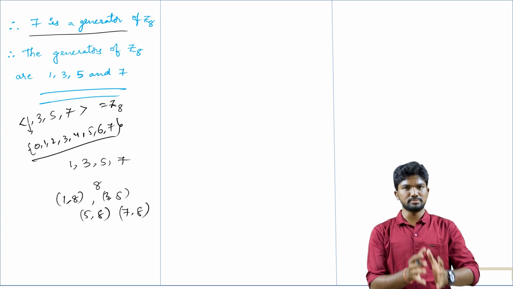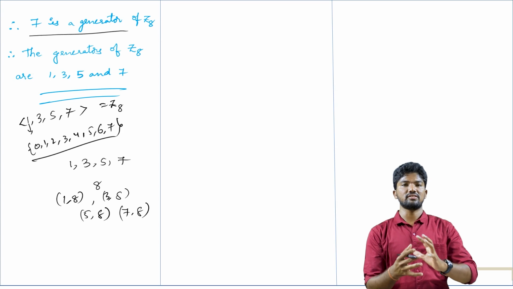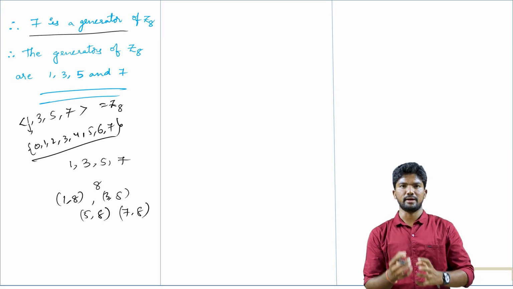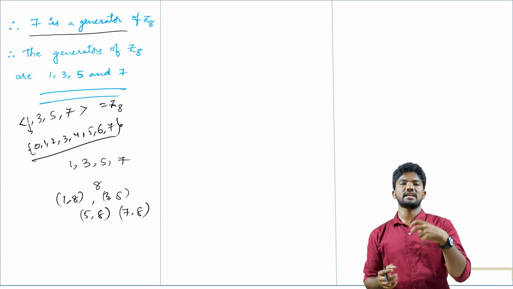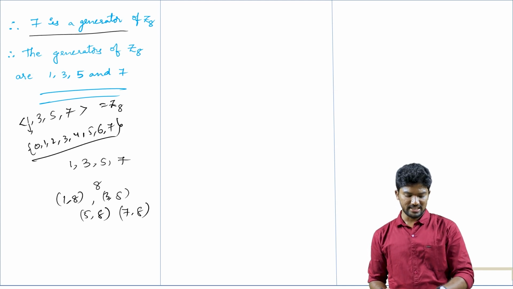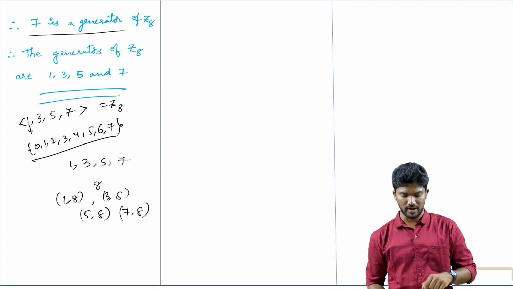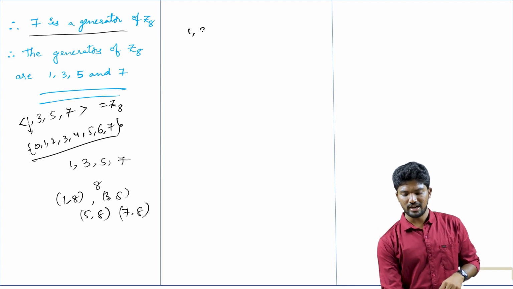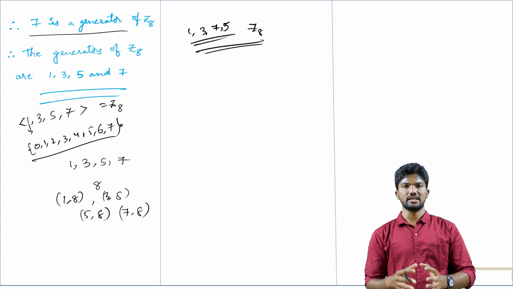That means with this problem, we can conclude that if any problem asks to find the generators of a particular group, the first thing you have to do is find which numbers are relatively prime to the given modulo. Out of 8 numbers, 1, 3, 5, 7 are the only numbers which make GCD equal to 1. So therefore, only 1, 3, 5, 7 are the generators of Z suffix 8. In this format, we can find the generators of a cyclic group.